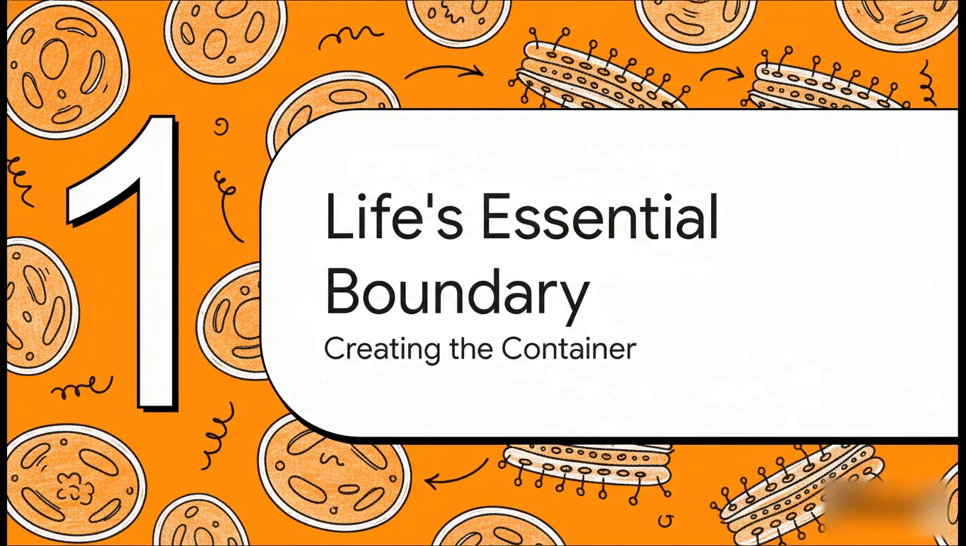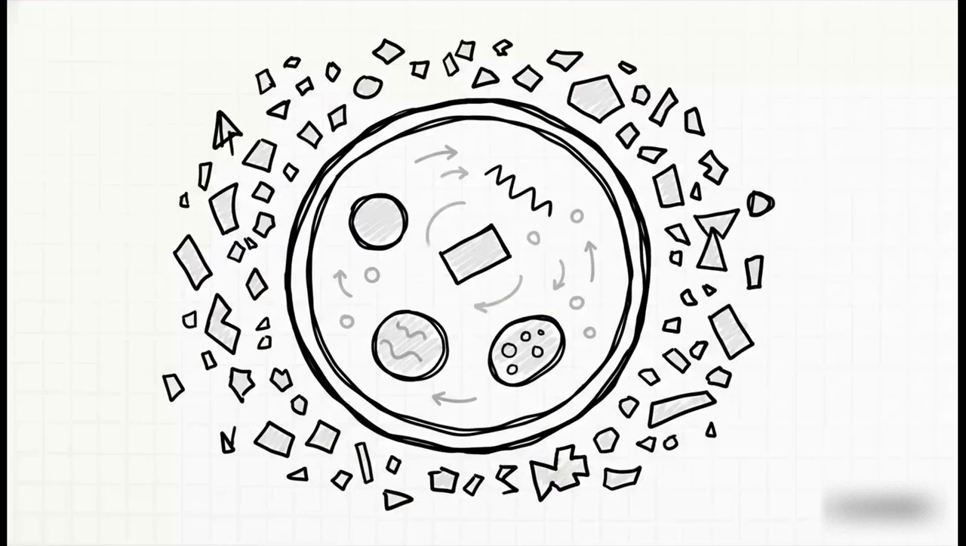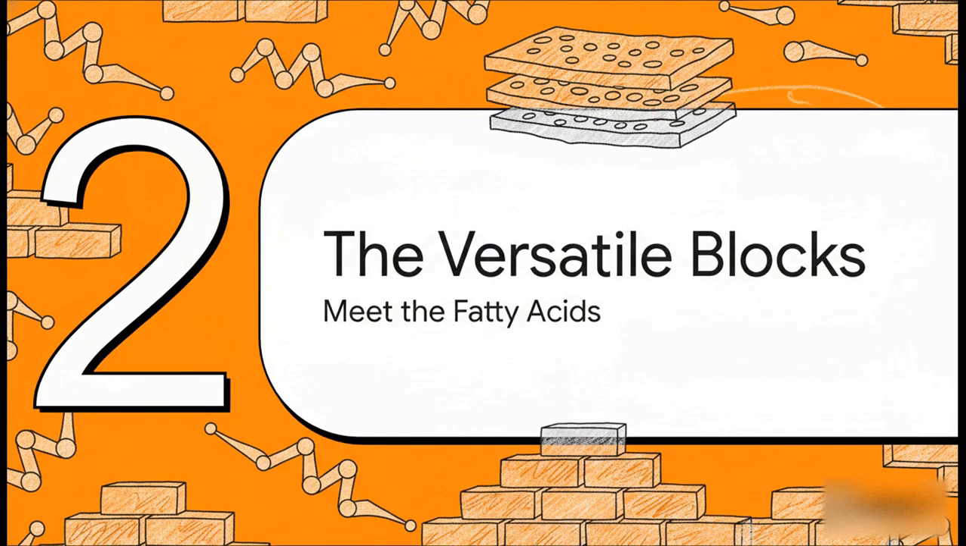Section 1. Creating the container for life itself. It really is that simple. No lipids, no cells. End of story. These organic molecules are absolute masters at creating barriers. They build that stable, protected little bubble where all the incredibly complex chemistry of life can actually happen without being disrupted. Okay, so if we want to understand the wall, we've got to start by understanding the bricks, right?